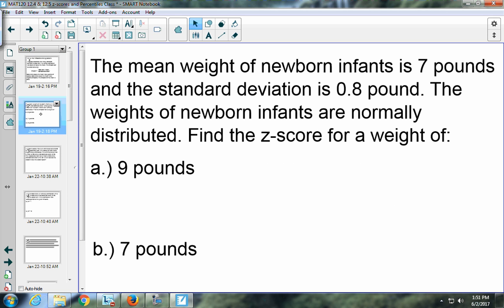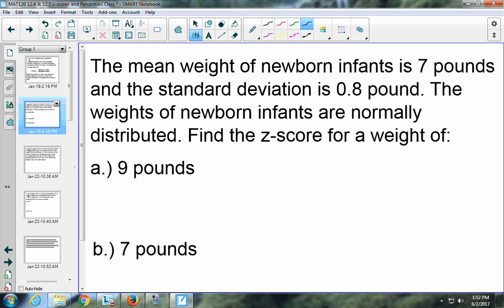We are going to use this example to help calculate z-scores. The mean weight of newborn infants is 7 pounds, and the standard deviation is 0.8 pounds. The weights of newborn infants are normally distributed. We are going to find the z-score for a weight of a newborn of 9 pounds.